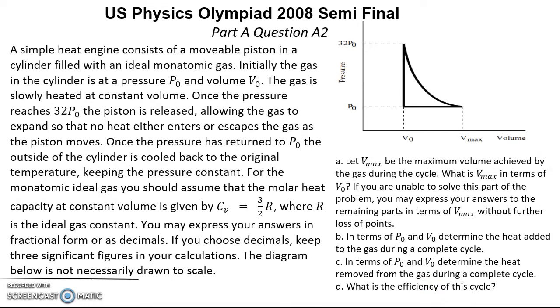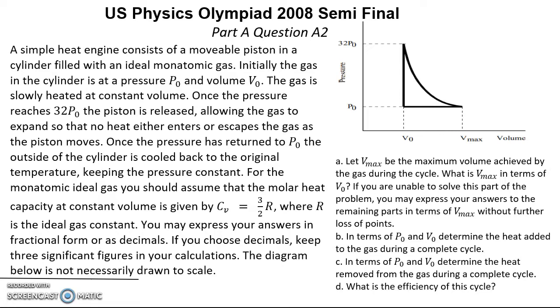Problem number A2 from part A. A simple heat engine consists of a movable piston in a cylinder filled with an ideal monoatomic gas. Initially the gas in the cylinder is at pressure P0 and volume V0. The gas is slowly heated at constant volume.